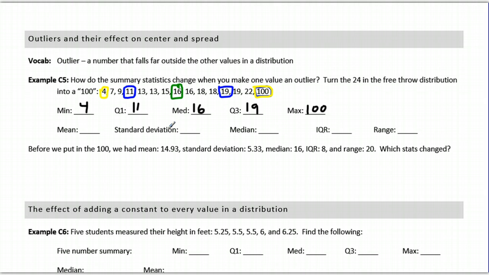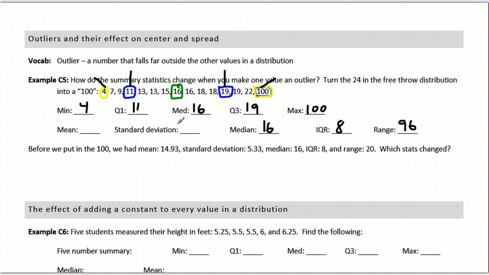Mean and standard deviation, I'm going to leave for the calculator. These other ones we can do without it. The median is our middle number. We already said that, so I'm just going to write that again, 16. IQR, interquartile range, is where we take our third quarter and our first quarter and subtract them. So 19 minus 11, our IQR will be 8. And then our range is where we take the high one and the low one, the max and the min, and subtract them. 100 minus 4 is 96.